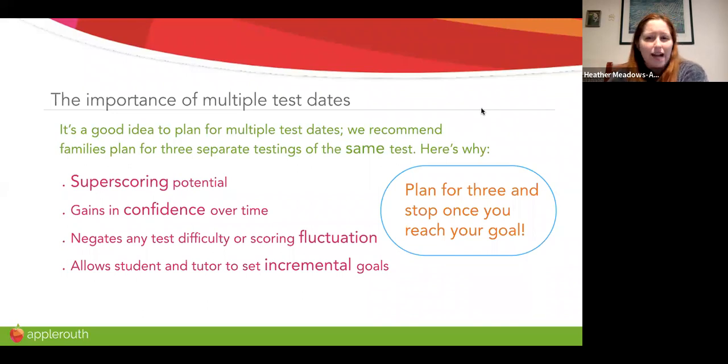Our recommendation here at Alpharuth is to plan for 3 tests and then stop once you reach your goal, right? Maybe you do it the first time or the second time, but 3 is a good number. You can technically take them unlimited times. I would not do that to yourself. We really just found here at Alpharuth that after the 3rd time, you see very little increases, maybe teensy numbers.